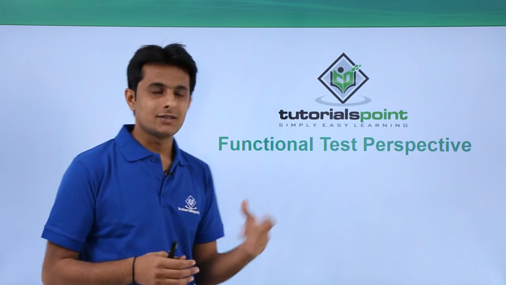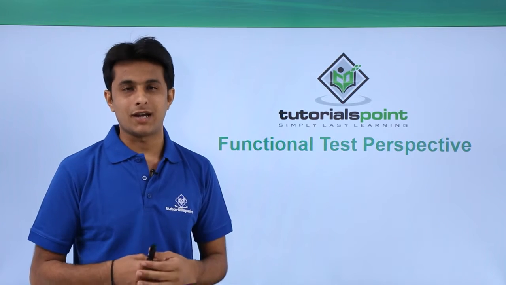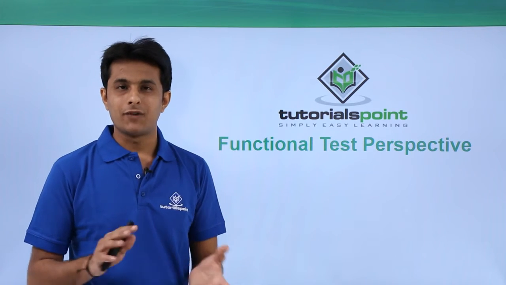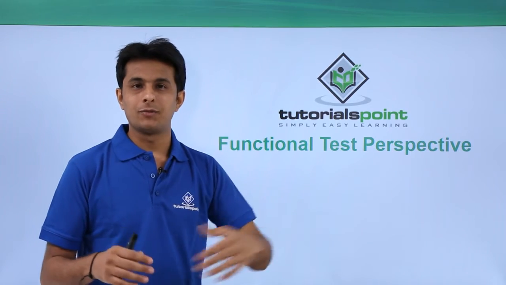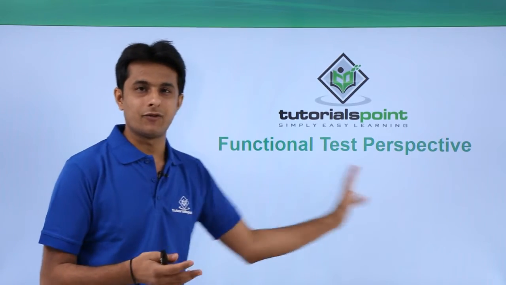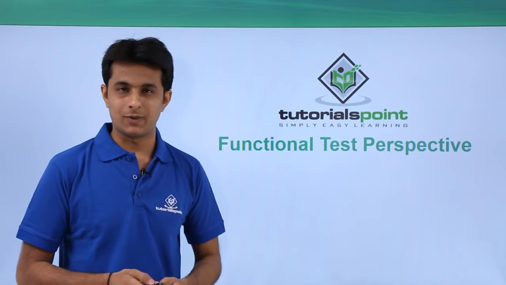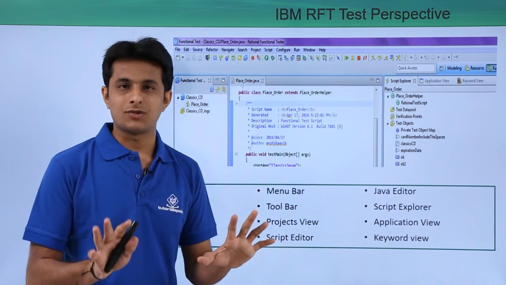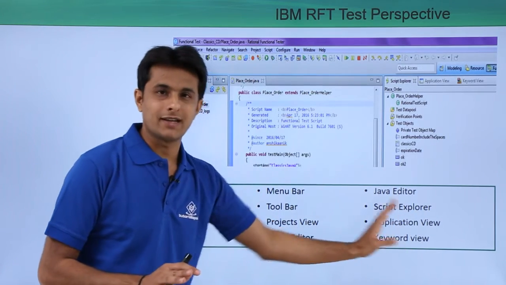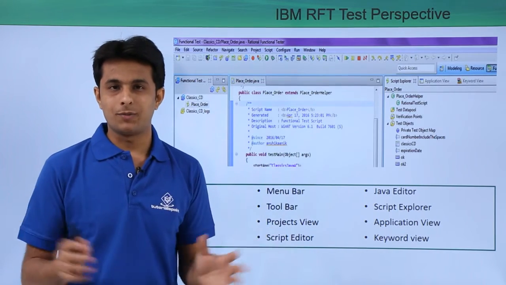Now, why we are learning this functional test perspective, which is very obvious because we are learning IBM Rational Functional Tester. If I'm using Performance Tester, I'll get the performance test perspective. If I'm using some other tool, I'll get a different perspective. So let us see how the user interface of the functional test perspective looks like. Here on the screen, I've just taken a snapshot and written a few details about the components present in this perspective. Let me give you a broader picture.